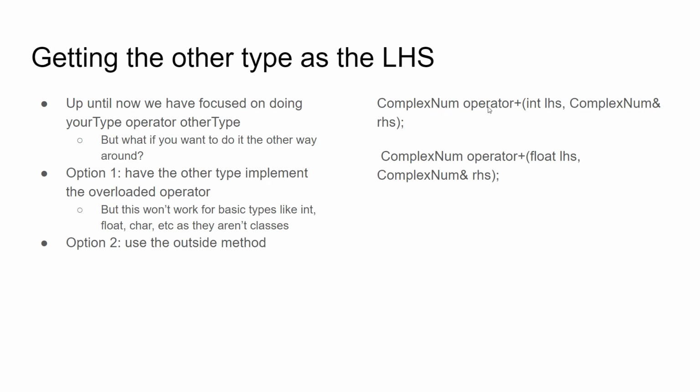So here's complex number operator plus an integer, the left-hand side, right? The right-hand side is now the complex number. Operator plus the float is the left-hand side, and the right-hand side is the complex number. Yeah?